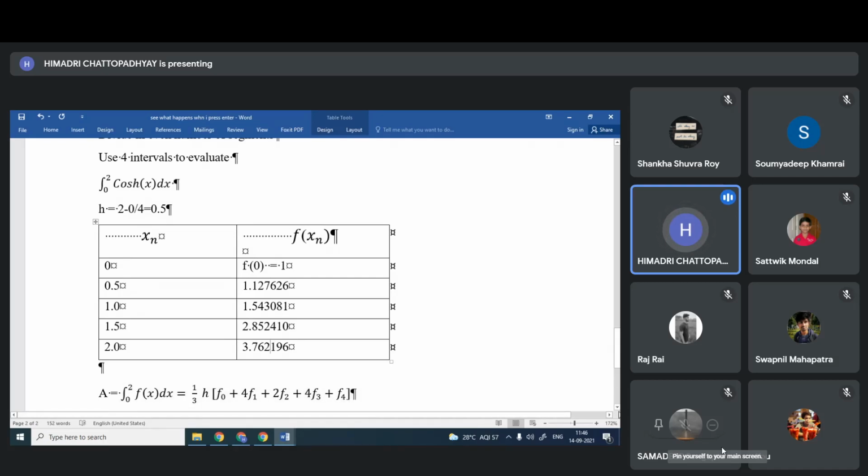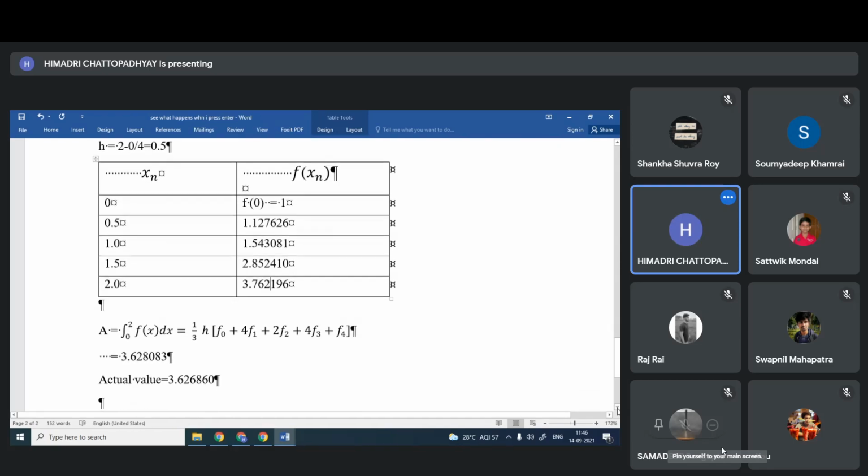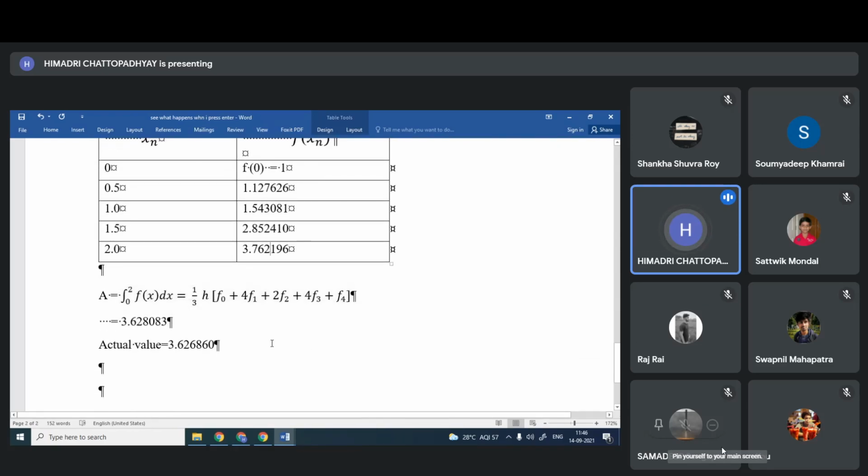So you apply the formula and you find this is the final result. The actual value is 3.6868, and the value from this Simpson's integration is 3.6880. So you know that for better accuracy, you need more divisions. With 4 and the same problem, you can evaluate for any.